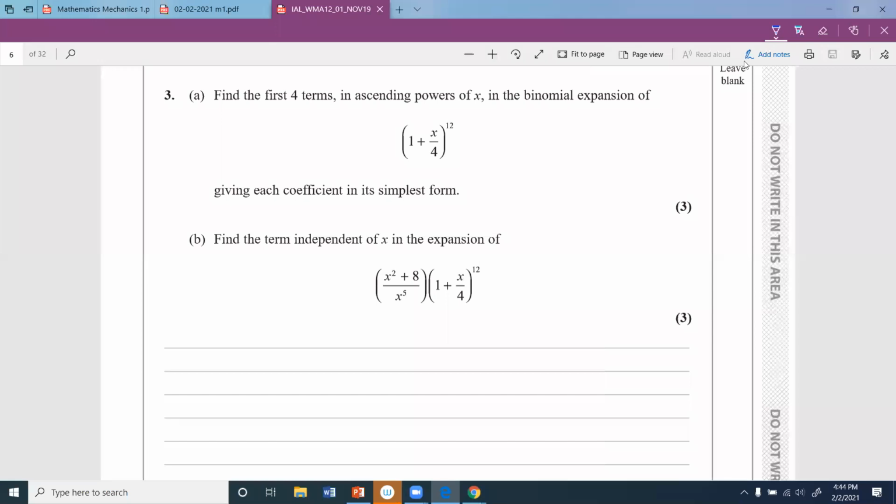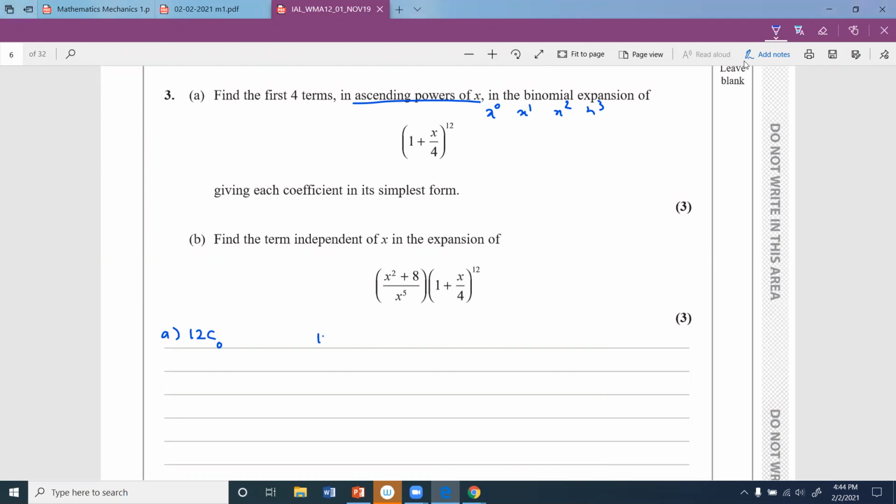Right. When you are working this out, find the first 4 terms in ascending powers of x of the binomial expansion of this. Let's do this. First 4 terms in ascending powers of x means x should start from x to the power 0, x to the power 1, x to the power 2, and x to the power 3.